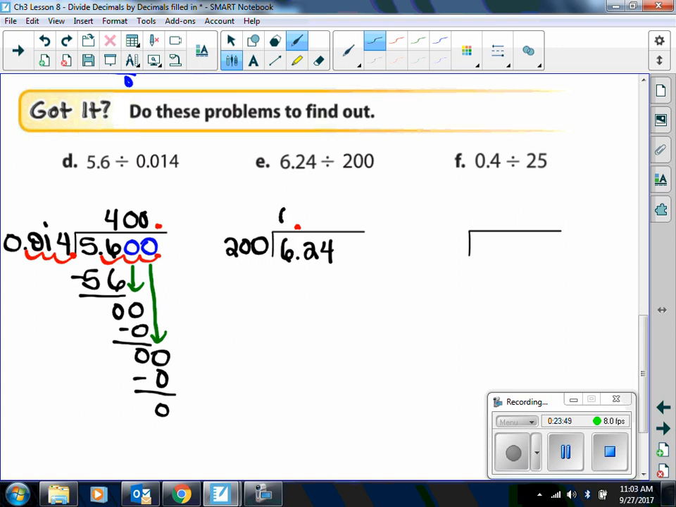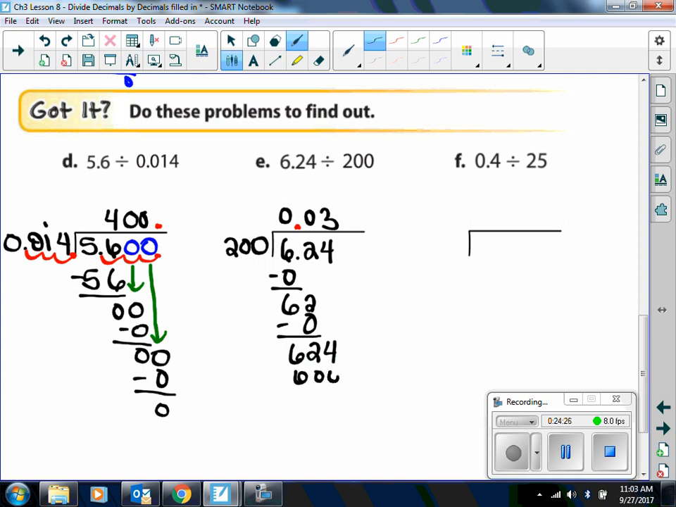So how many times does 200 go into 6? 0. So we have 0 here. 0 times 200, 0. And then we subtract. And then we're going to bring down that 2. How many times does 200 go into 62? 0. So 0 times 200 is 0 again. So we subtract, we get 62. And then we're going to bring down the 4. So how many times does 200 go into 624? 3 times. So we have 3 times 200, that's 600.